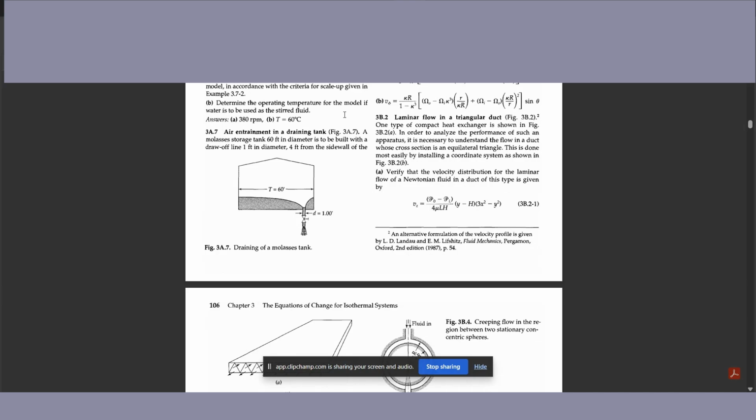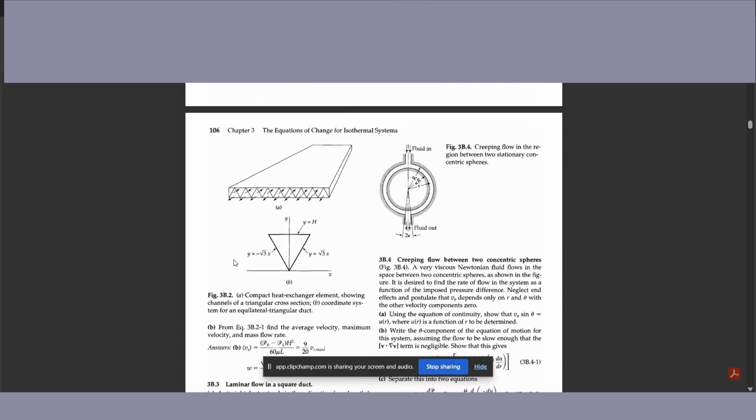All right, this is going to be a review of problem 3B.2, reviewing and answering the problem. So the first question is: verify that the velocity distribution for the laminar flow of a Newtonian fluid in a duct of this type is given by that equation. So basically, for this type of duct.